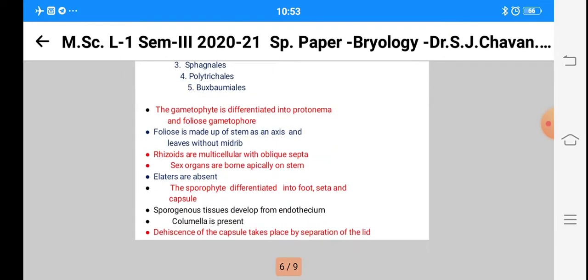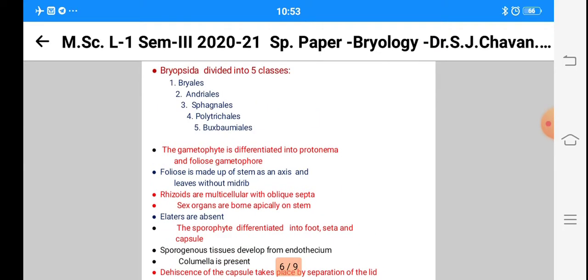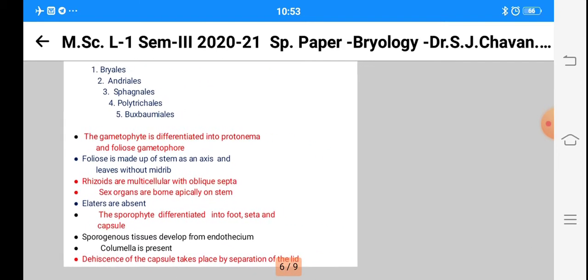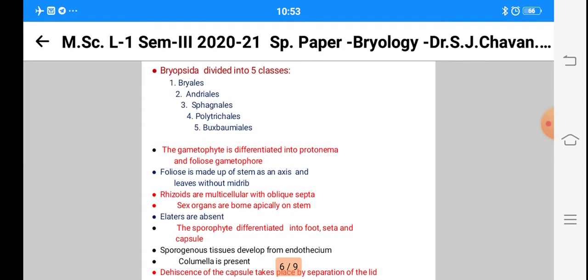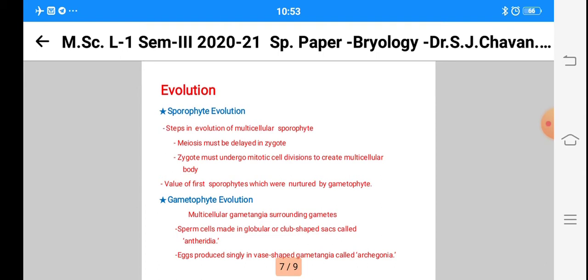Then sporogenous tissue develops from the endothecium. Columella is absent except in Anthoceros, and in some mosses columella is present. We will see this in detail at the time of the study of each division. Then dehiscence of the capsule in mosses takes place due to the separation of the lid. Then in evolutionary characters we are observing this.